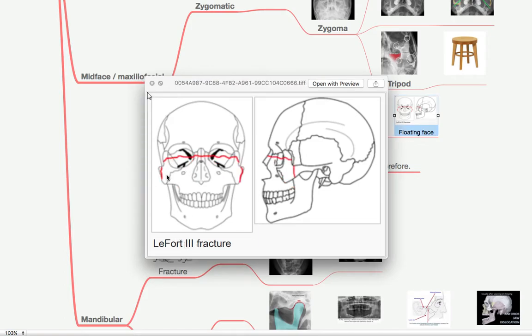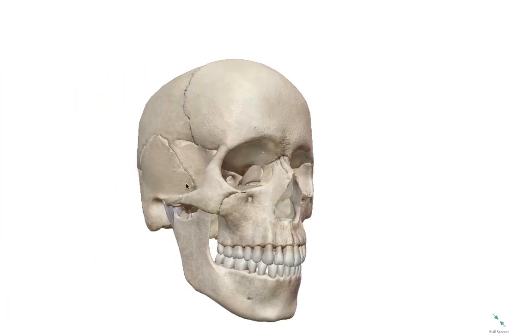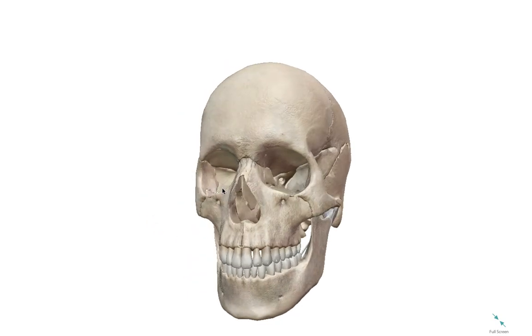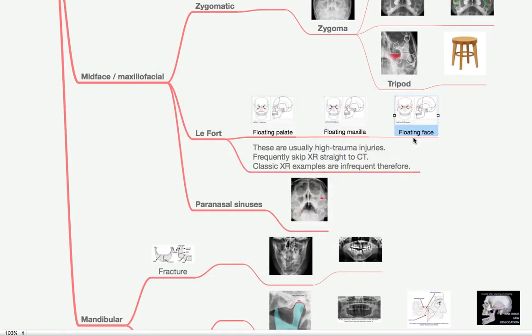Le Fort 3 fracture, if you imagine a fracture through the zygomatic arch, the frontal process of the zygoma going right the way through the skull like this. This would be a bad place to be. So up here, around there, and through the rest of the skull, around the other side. And if you imagine, if all of that is fractured off, you now have what's called a floating face. Not a good place to be. And these are usually very high trauma injuries. You're frequently going to skip X-ray and go straight to CT for these.